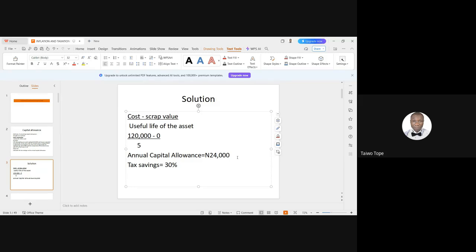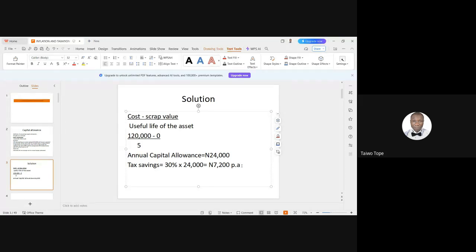So 30% multiplied by 24,000 gives 7,200. This will be the tax savings per annum, because we are applying the straight line approach.